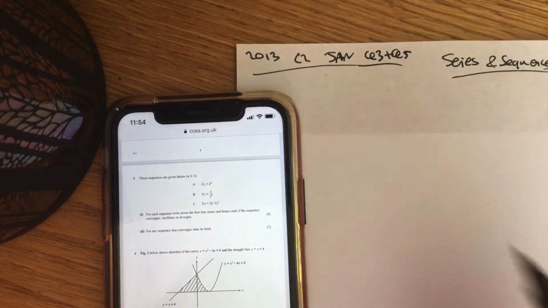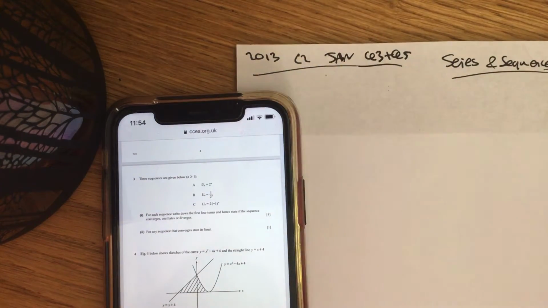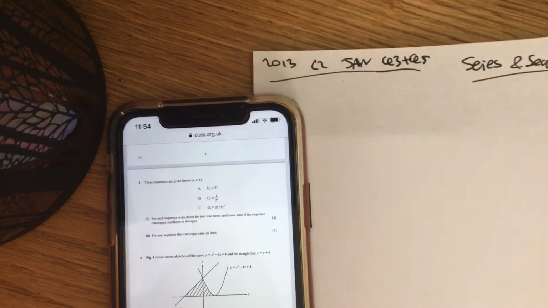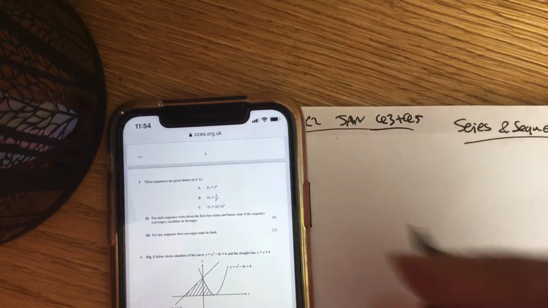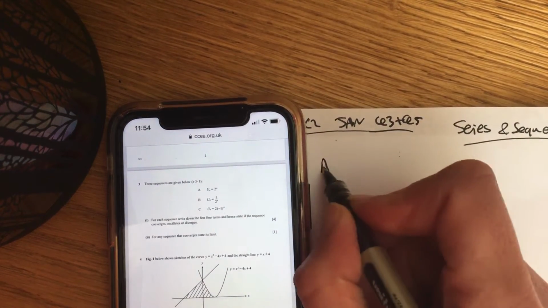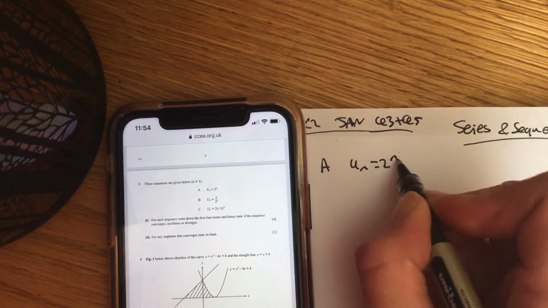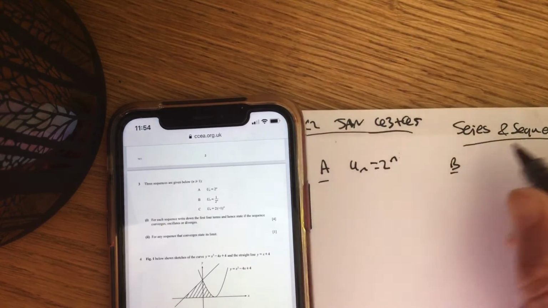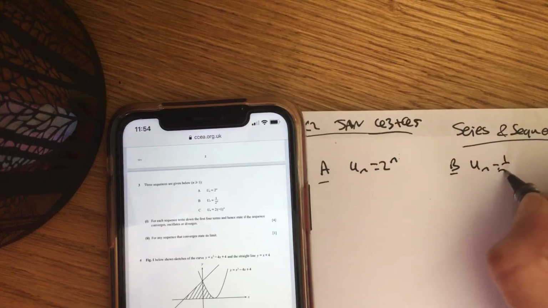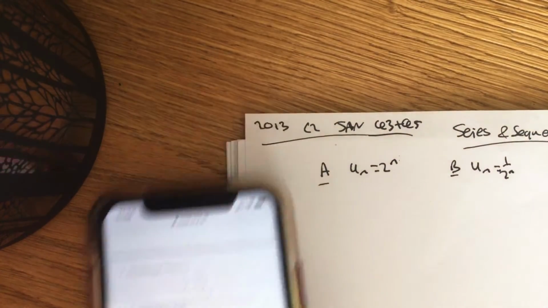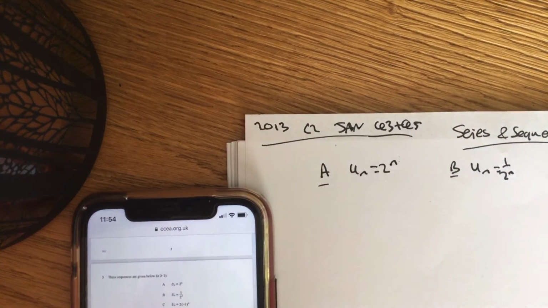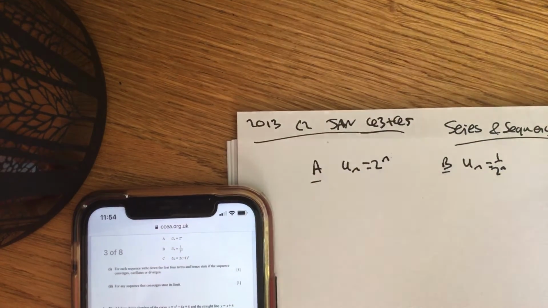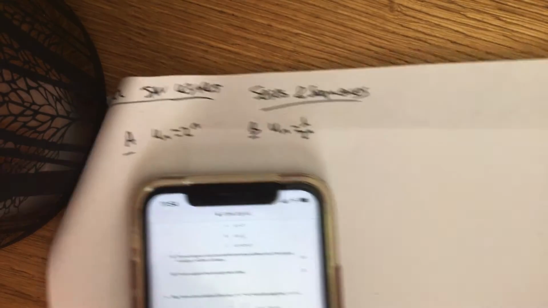Next one I'm going to look at, 2013, is the January paper C2. I've got two questions to look at. Question 3, they give you out the sequences. So you've got A, which is Un equals 2^n. You've got B, which is Un equals 1 over 2^n. And you have the C one there. So I'll just move the page across and make the C one in.